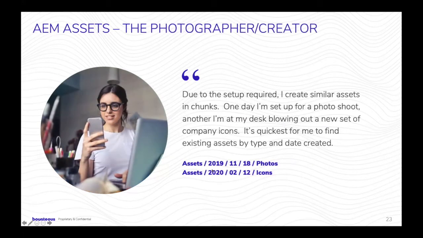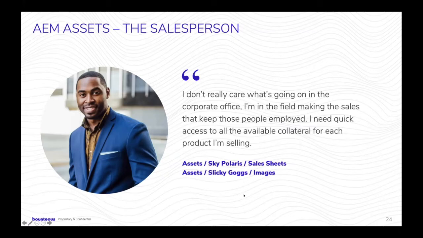Then you talk to the photographer or the asset creator, and she tells you, because I have to do a lot of setup when I'm creating assets, I create similar assets all at once. So any given day, I'm either set up for a photo shoot, or I'm at my desk blowing out a bunch of new icons. It's quickest for me to be able to find existing assets by type and the date that I created them. So maybe I want the assets by the date they were created, the year, then the month, then the day. And then within a day, maybe if there's different types, photos or icons, that's how I want them organized.